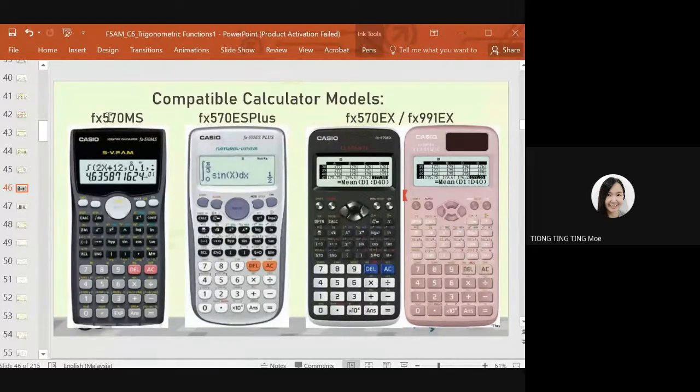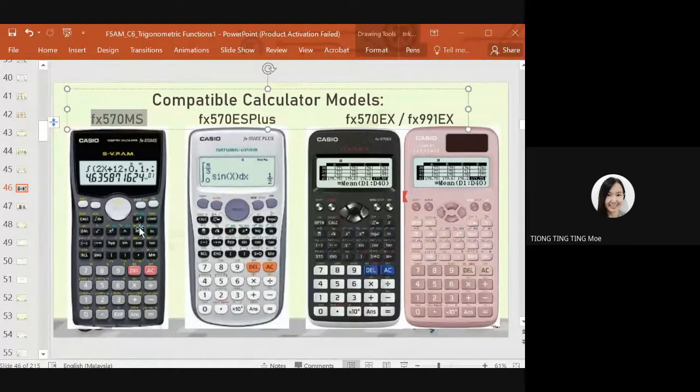So the first one is the fx-570. Normally you use this one, because you are the old generation. The younger generation students all use the EX now, the fx-570EX, the younger generation. You are the old generation already, the old students.